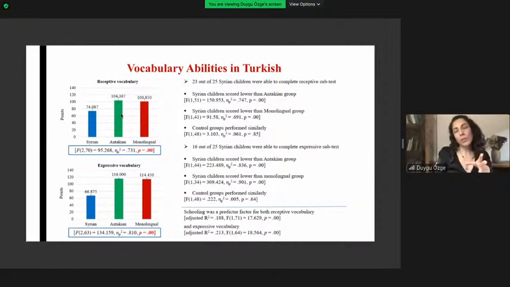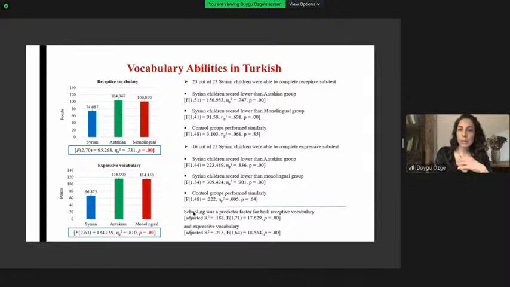Receptive vocabulary abilities are tested by just saying the word and showing the picture to the child, and the child is just selecting it. So it's just testing the comprehension skills. The expressive vocabulary task asks the child to describe the picture they see, so it's testing their production abilities. So they are lower than the Antakyan group in both receptive and expressive abilities, which is normal. This is a new language. This is their non-dominant language.